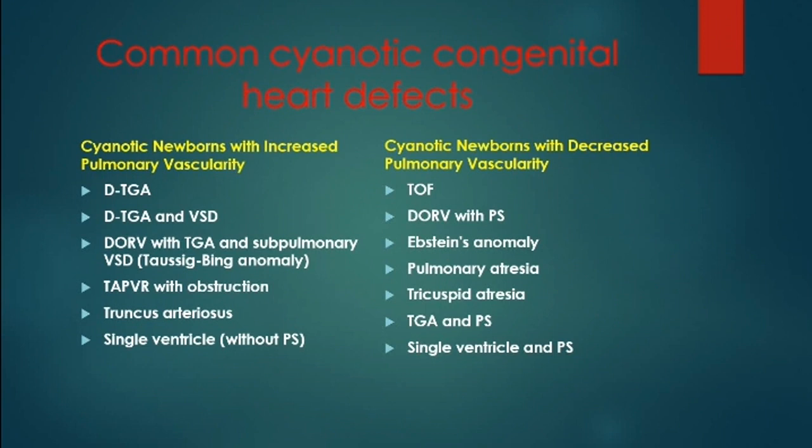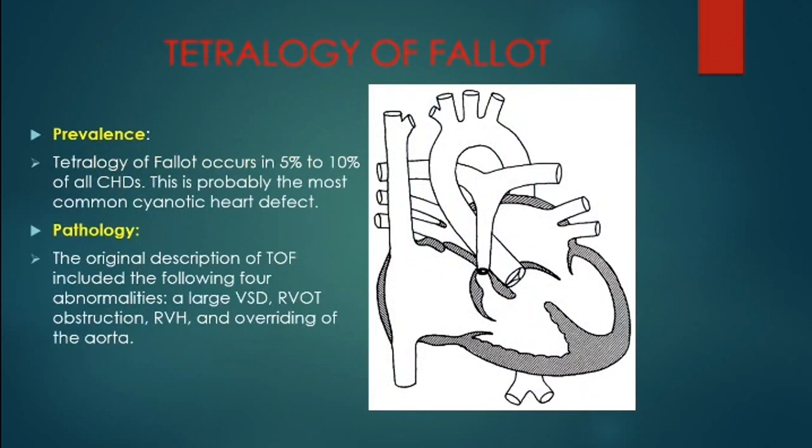Then we have congenital cyanotic heart diseases with decreased pulmonary blood flow, like Tetralogy of Fallot, double outlet right ventricle with pulmonary stenosis, Ebstein anomaly, pulmonary atresia, tricuspid atresia, TGA and PS, and single ventricle in the presence of pulmonary stenosis. Then let's discuss different types of congenital cyanotic heart diseases.